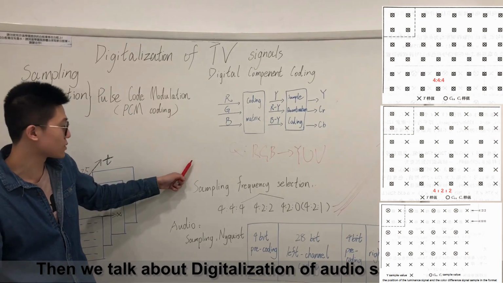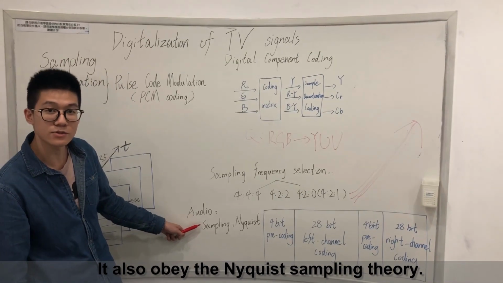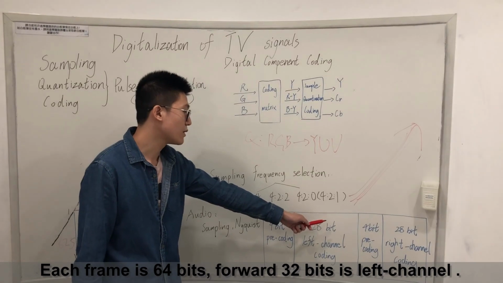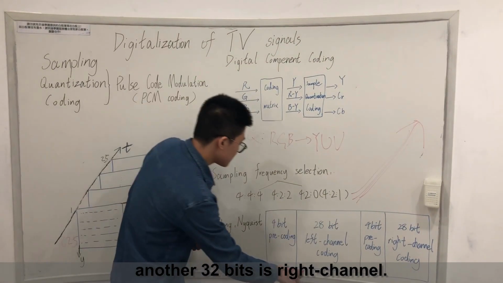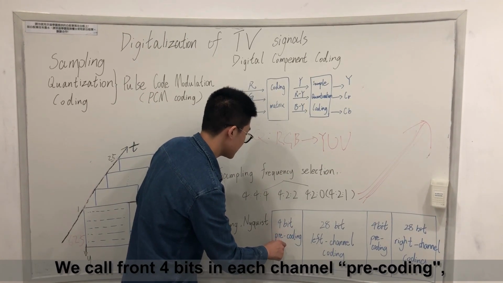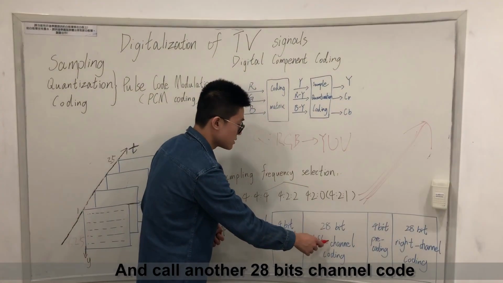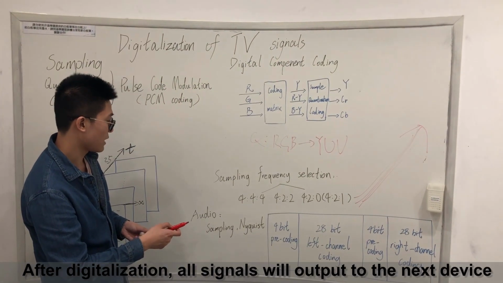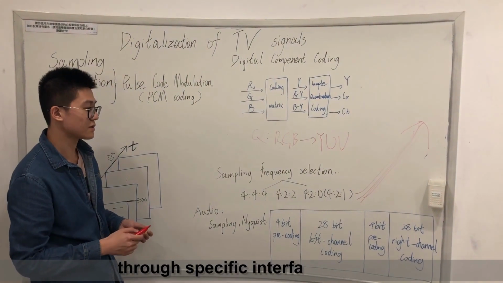Then we talk about digitalization of audio signals. It also obeys the Nyquist sampling theorem. Each frame is 64 bits. The front 32 bits are the left channel, and the other 32 bits are the right channel. We call the front 4 bits in each channel the precode, and the other 28 bits the channel code. After digitalization, all signals will be output to the next device through a specific interface.